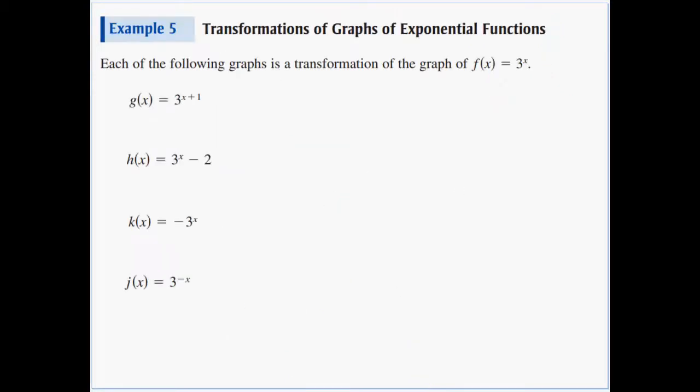So here in example 5, it says each of the following graphs is the transformation of 3 to the x power, and we're just going to state which way and how far it's moved. So here's 3 to the x. Now we've got 3 to the x plus 1.